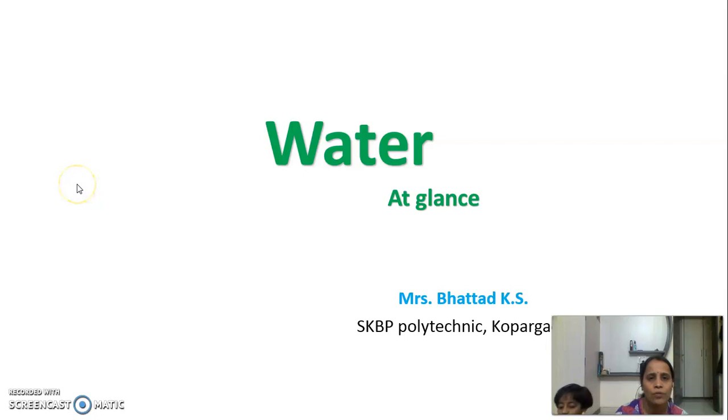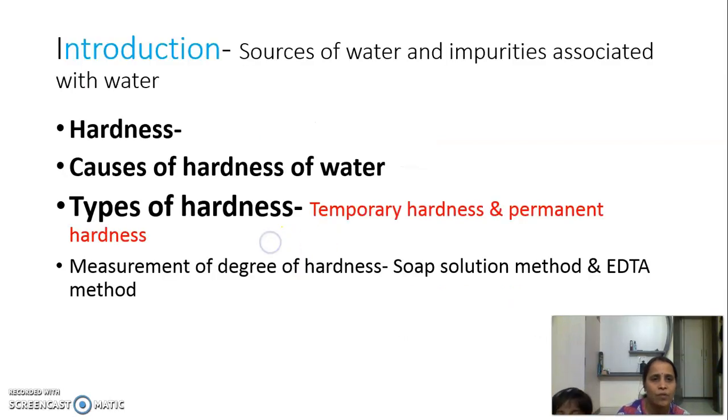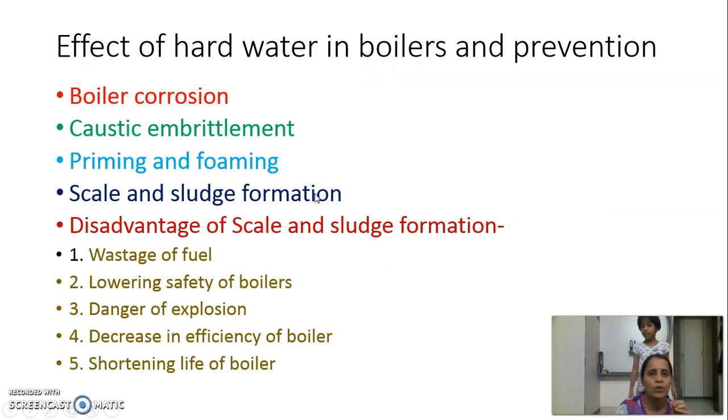I want to continue the same unit, that is water review lecture. In our previous video, we have gone through hardness, hard water, soft water, causes of hardness of water, types of hardness, and then how to measure hardness of water. Then we have focused on the effect of hard water in boiler and how to minimize problems arising due to hard water in boiler.